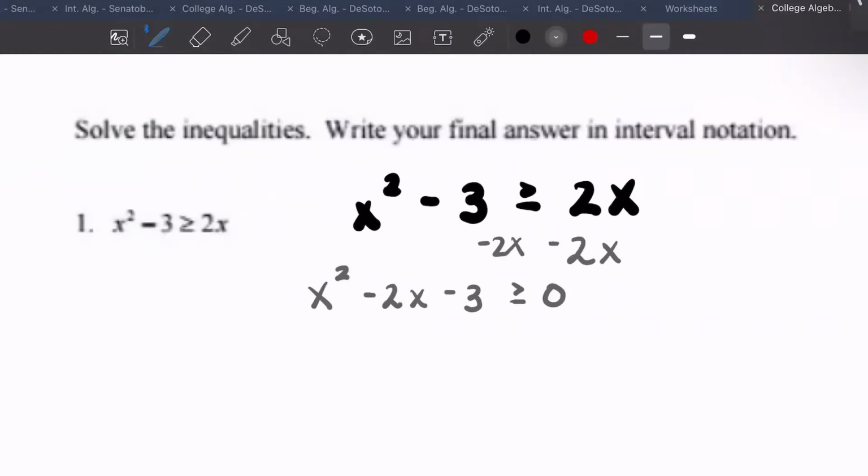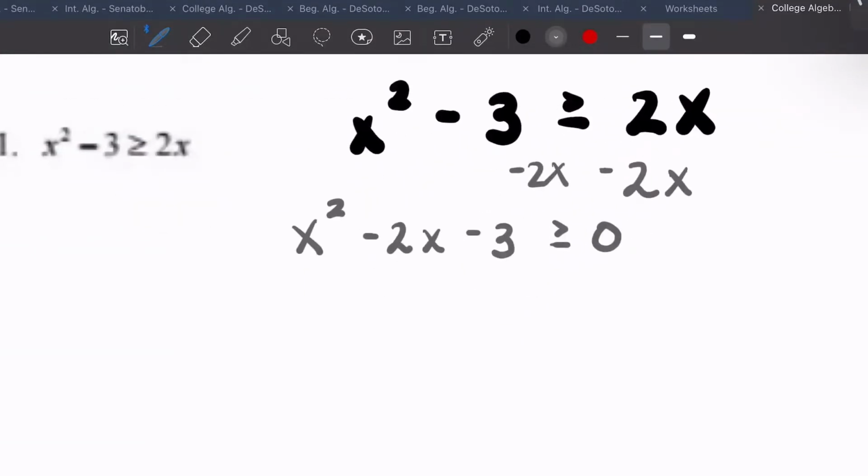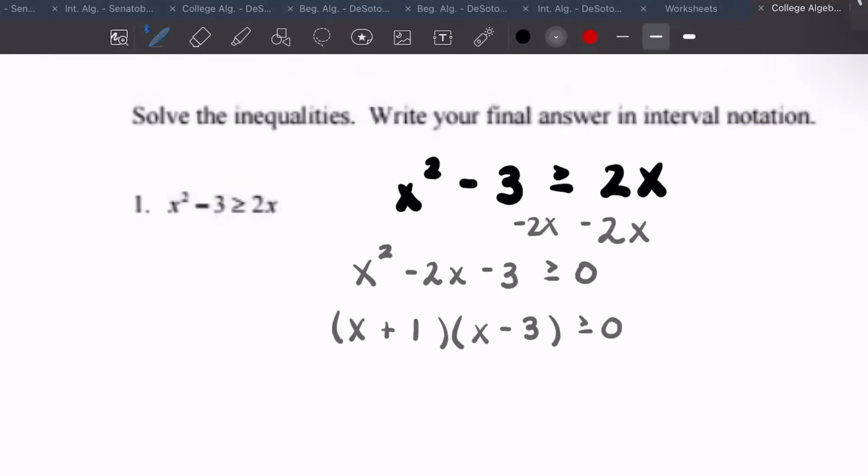So I have 0, but now I need to factor it. This is an easy trinomial. x and x, my signs are different, and I need a 3 here and a 1 here. So that's step 1: polynomial in standard form, factored, and your right-hand side has a 0 on it.